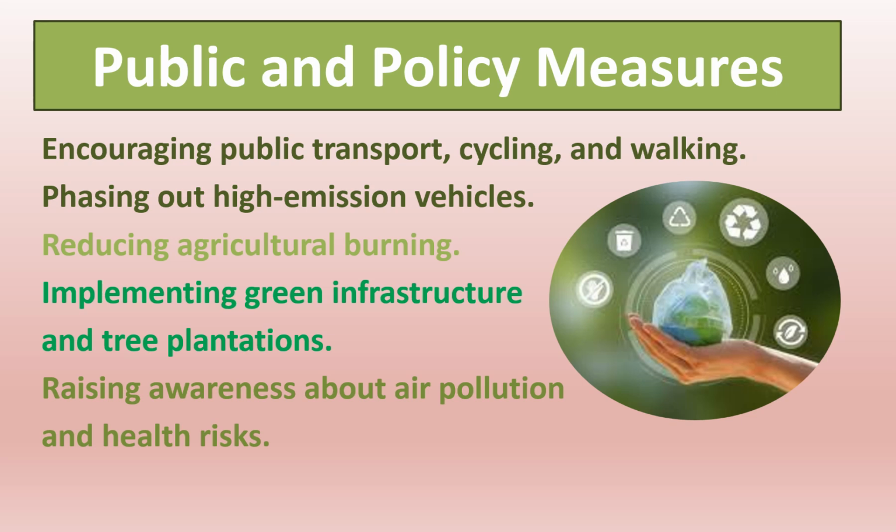Reducing agricultural burning is also essential, as it releases large amounts of PM into the atmosphere during practices like crop residue burning. Implementing green infrastructure, such as urban tree plantations and green belts, can help absorb PM, improve air quality, and reduce urban heat islands. Lastly, raising public awareness about air pollution and its health risks is crucial for building support for these initiatives and encouraging individual action.